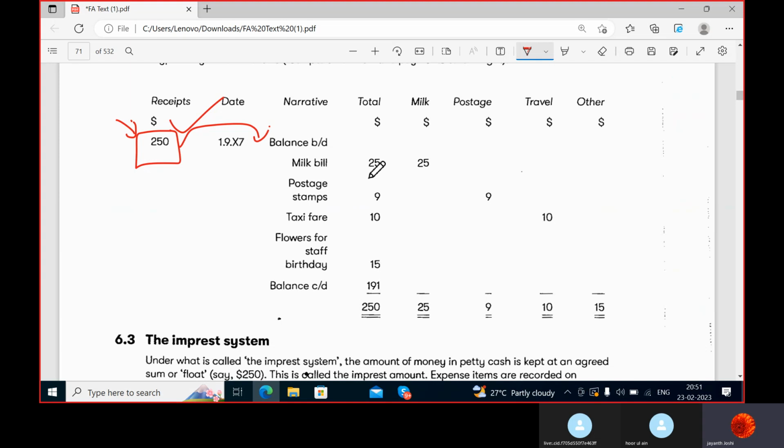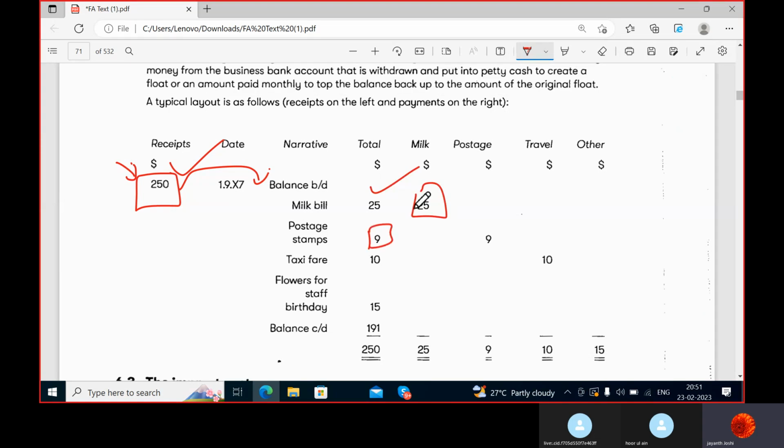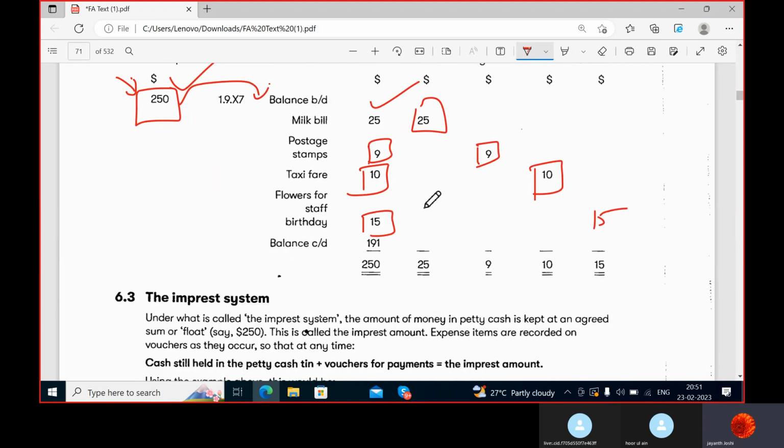So what are the payments? First payment, milk bill, so you showed it under the milk column. Then postage and stamps. See, all these are very petty payments, $9, $10, $25. Postage, taxi fare you showed in travel expenses, flowers for staff birthday and all you have shown here, and it goes into others, 15. So out of the $250 you received, you have made payments of 25, 9, 10, 15. How much is left over with you?